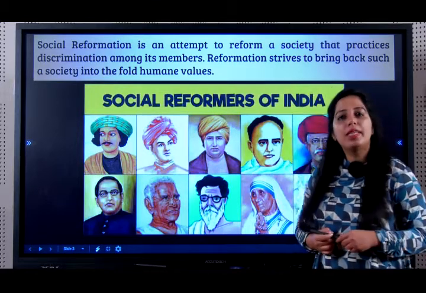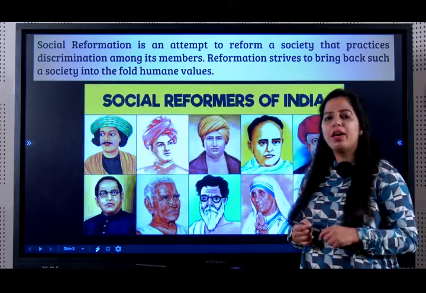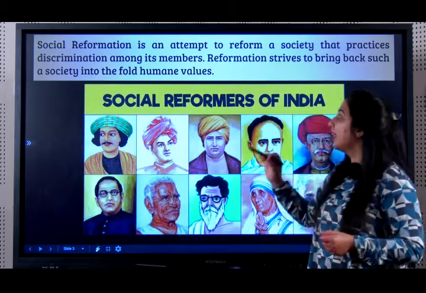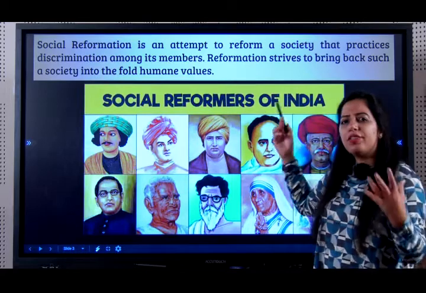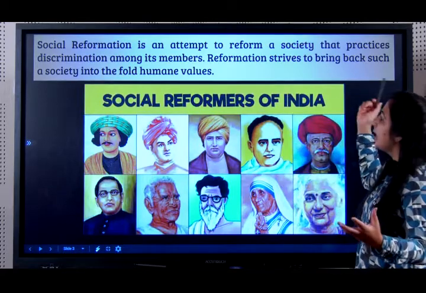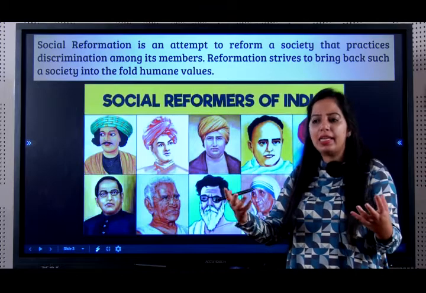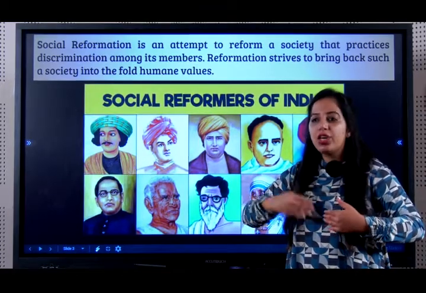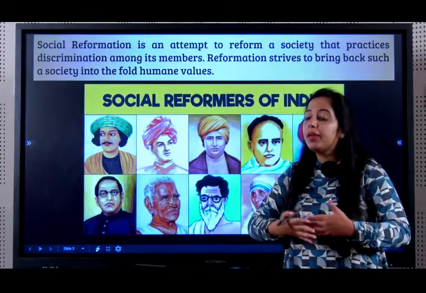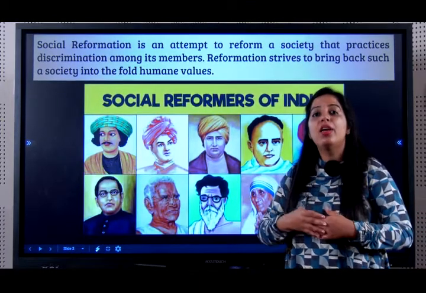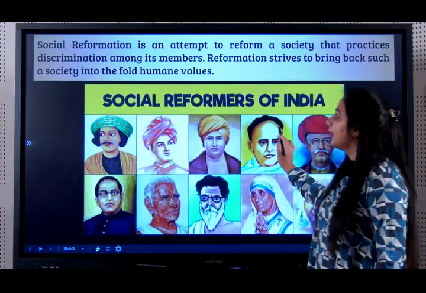Is it important from the examination point of view? Just for 1 mark, they can ask you the meaning or the definition. What does Reformation try to do? It tries to bring back a society that is equal, that is humane, where we just see each other as fellow human beings. We make no differences, no discrimination.